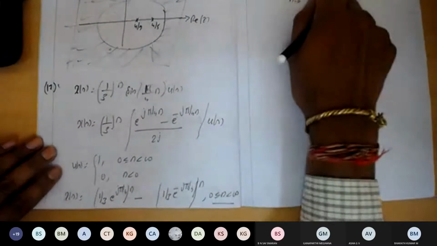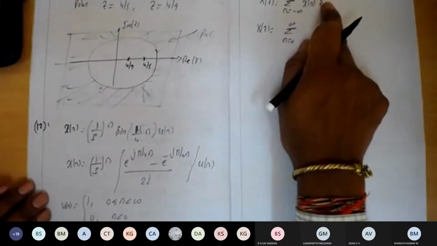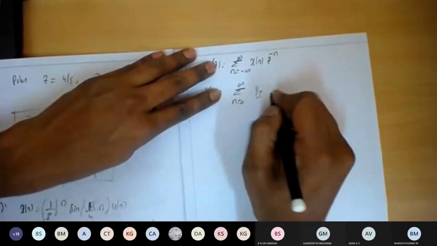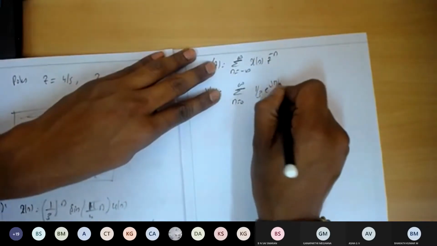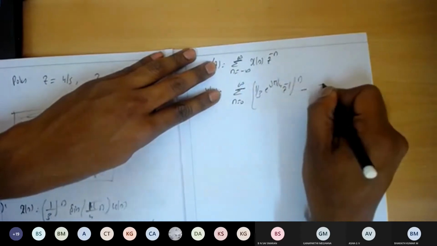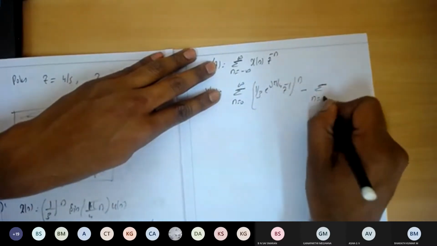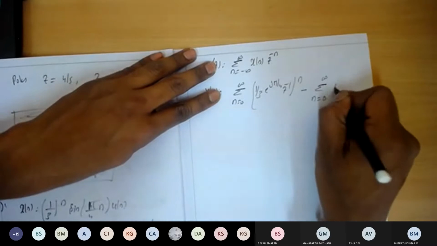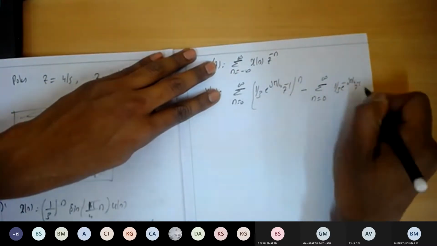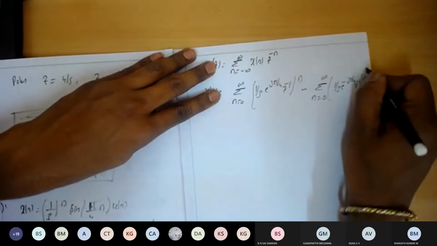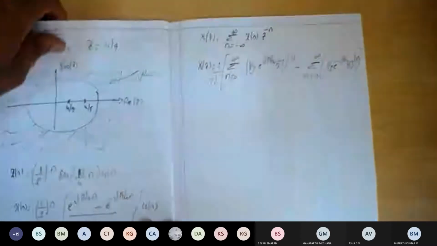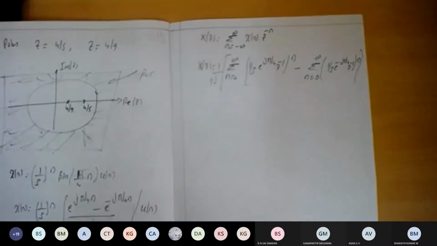We'll substitute and take n common in the Z transform. So it becomes the summation from n equal to 0 to infinity of 1 by 3 into e to the power of j pi by 4 into z inverse, all to the power of n, minus the other summation from n equal to 0 to infinity of 1 by 3 e to the power of minus j pi by 4 into z inverse, all to the power of n. This entire thing is multiplied by 1 by 2j.